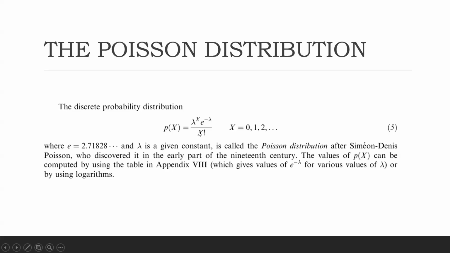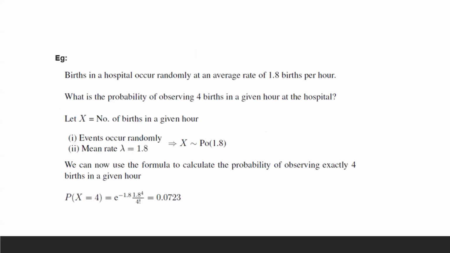How to calculate the Poisson distribution? Inside your question, it will be mentioned what parameters you need to find. Then you need to assign those values, and then you can calculate. Lambda, e, and those things will be provided in your question.